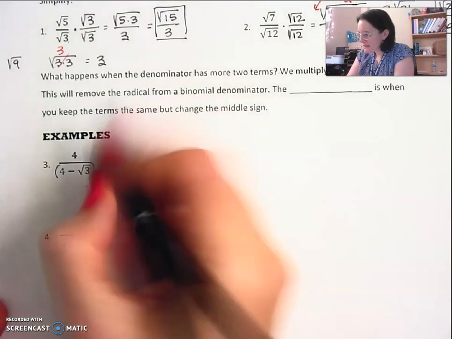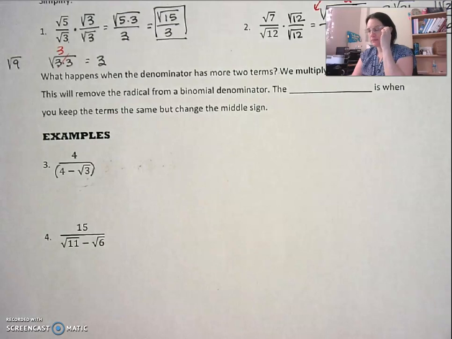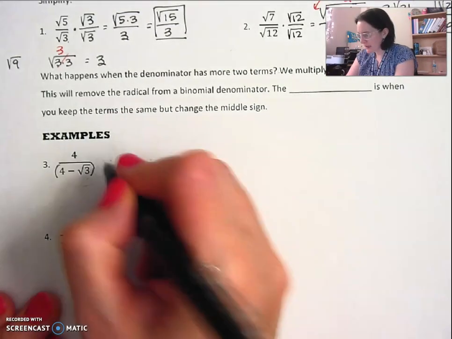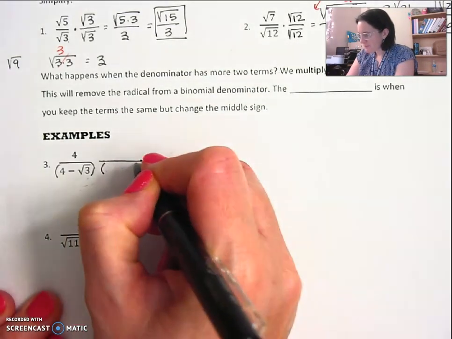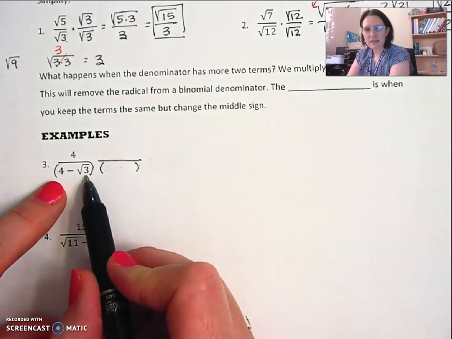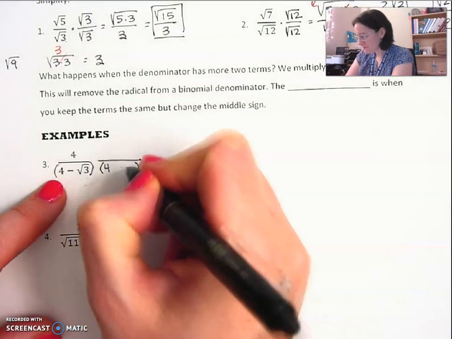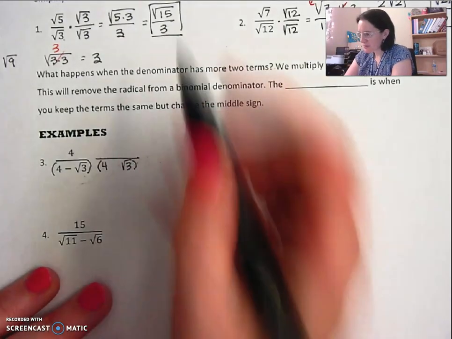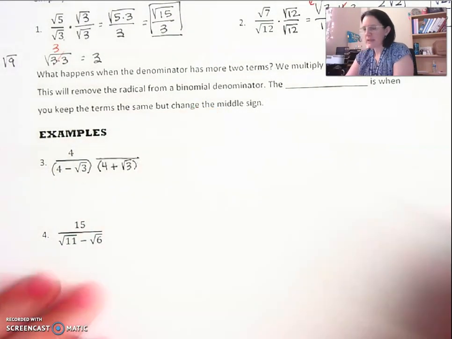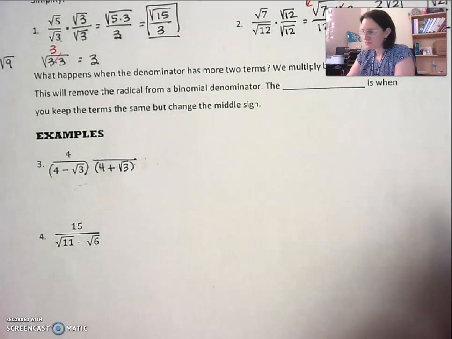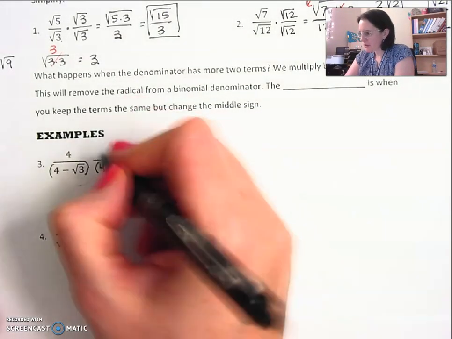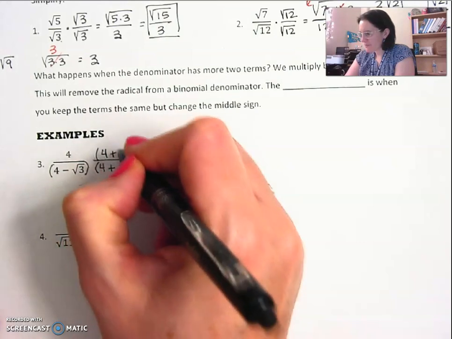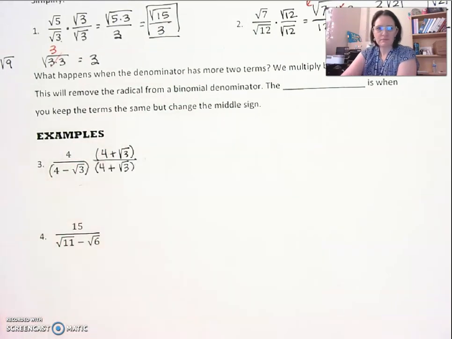We're going to multiply by something that's called the conjugate. So the conjugate is formed by keeping these terms the same and changing the problem from a subtraction problem to an addition problem. And whatever you do to the bottom, you also have to do to the top.